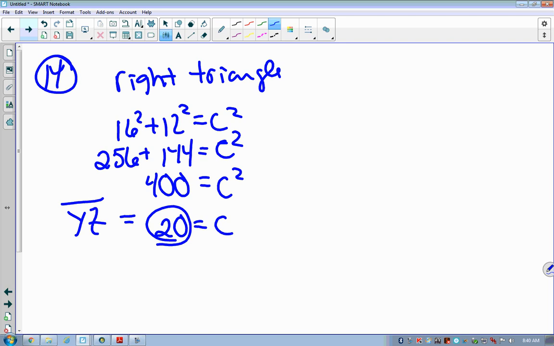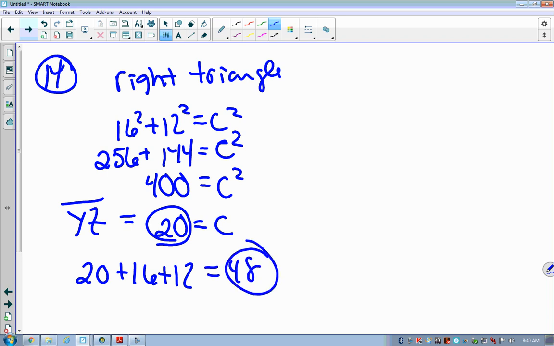And then it says find the perimeter. Well, we're going to take 20 plus 16 plus 12. All right, we got 36 plus 12 was what, 48? 48 centimeters. Okay. So we've got those three answers. Okay, the next thing is it wants the area. Well, area is going to be base times height, which is what numbers? 16 times 12, right?